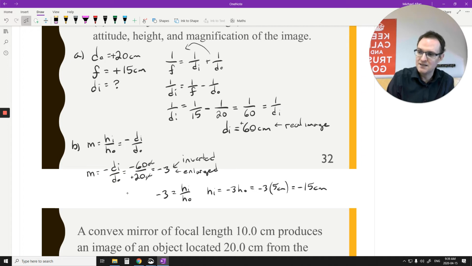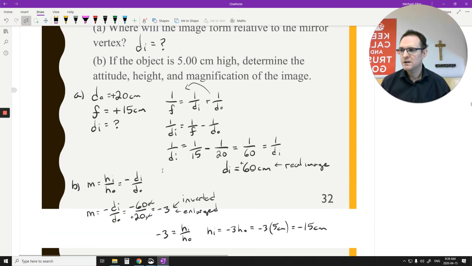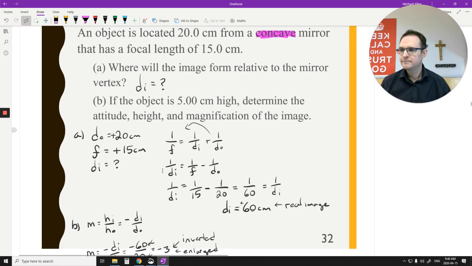Again, got negative height, so that just confirms that this is inverted. It's much larger. It's 15 versus the 5. So it's enlarged. There you go. I think that's all we wanted to figure out.